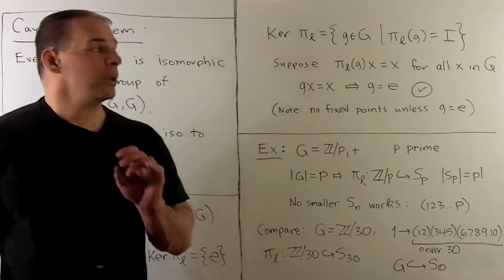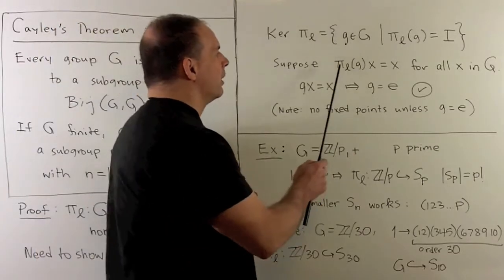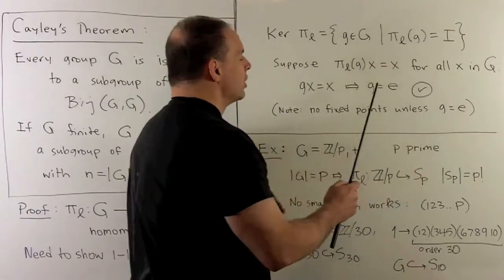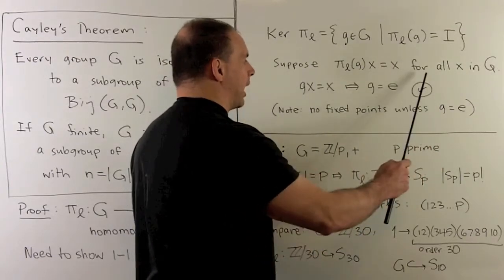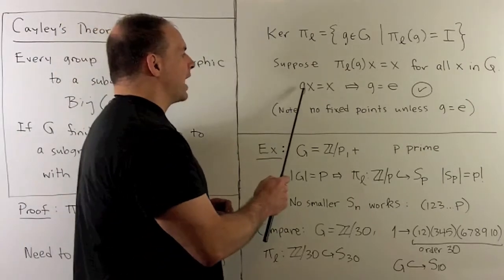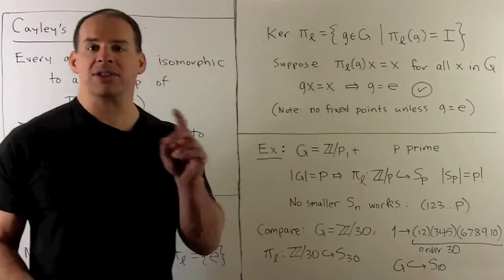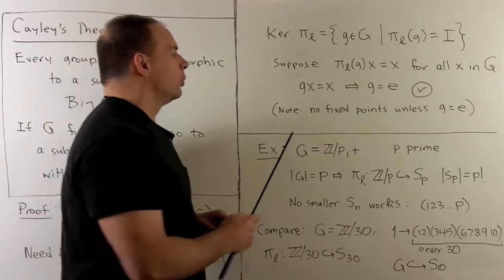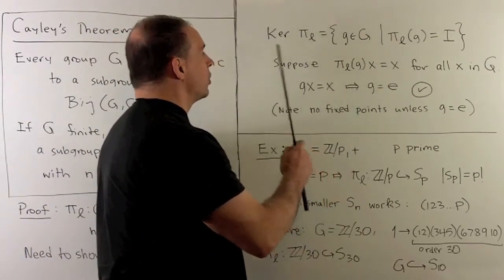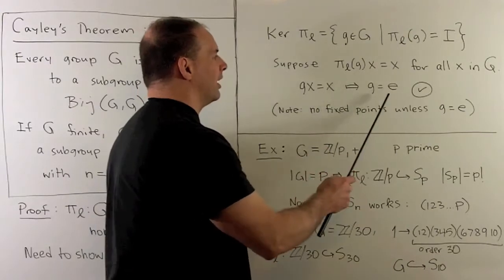So what do we show? We're just going to suppose we have pi of G on X equal to X for all X in the group. So that's saying that we have the identity map. That says G of X is equal to X for all X in the group. We use cancellation, and then we have that G is the identity. So that shows that the kernel has only one element in it, the identity.